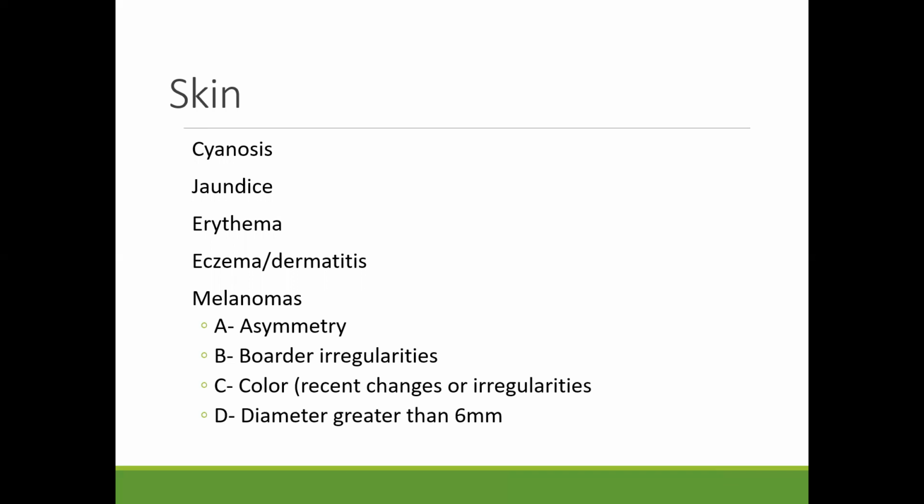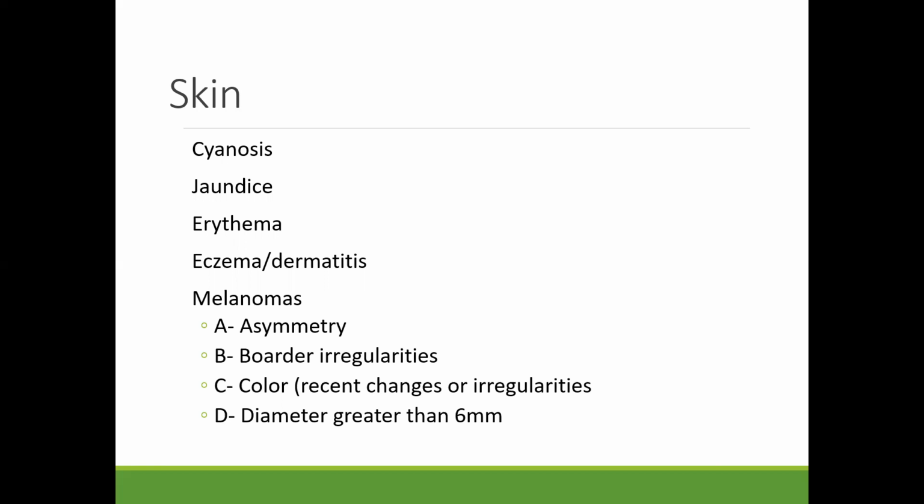Other things with skin: know your terms. We are a nursing school, so know your terms. Cyanosis is blue. They're not getting enough oxygen to their tissues. Jaundice is yellow. That usually means there's something going on with the liver. Erythema is redness.